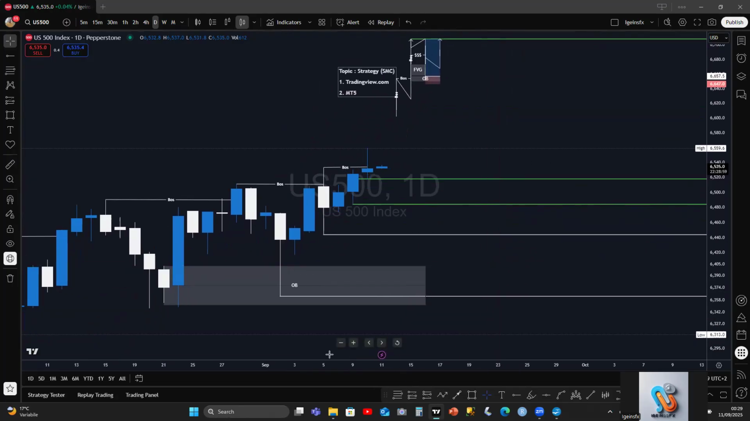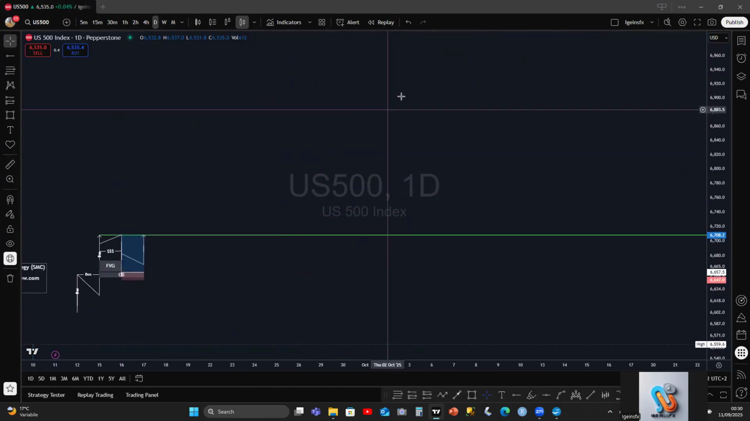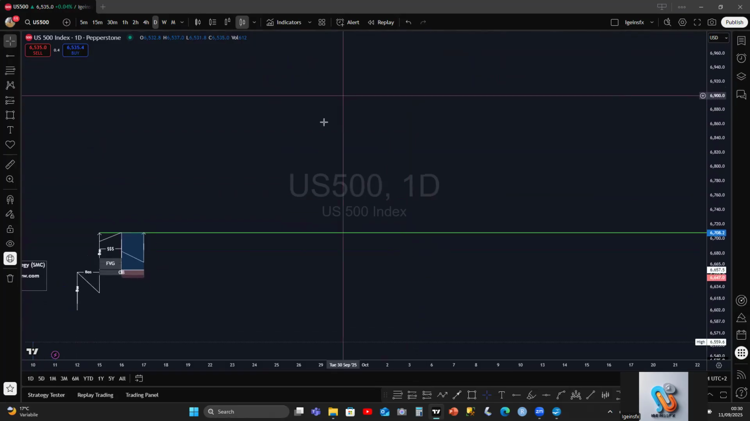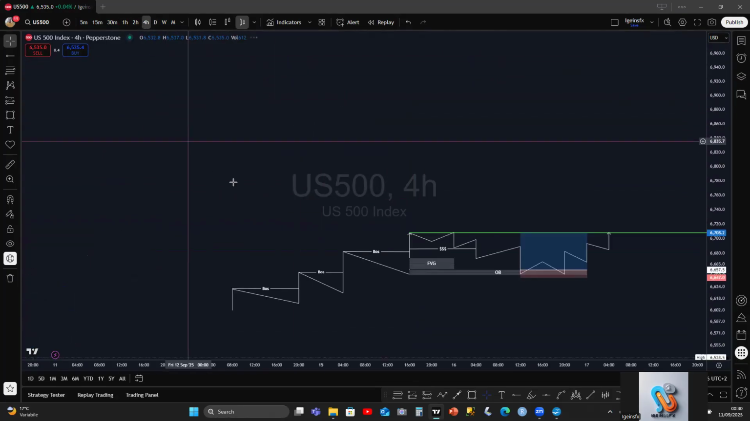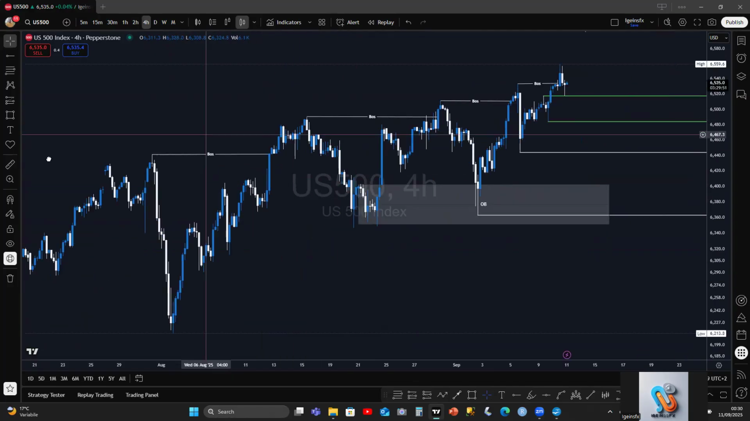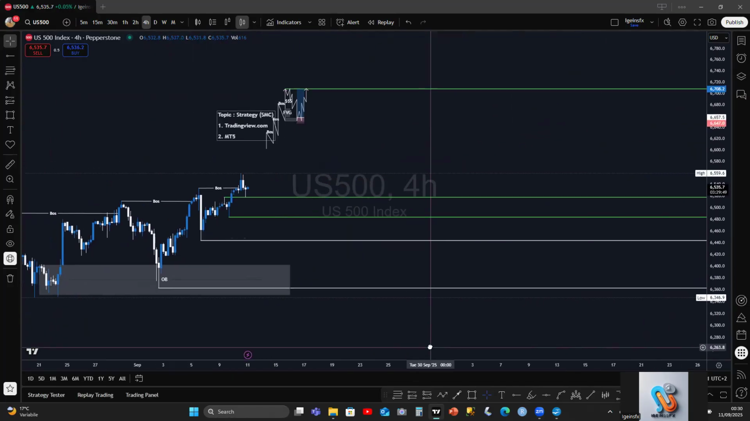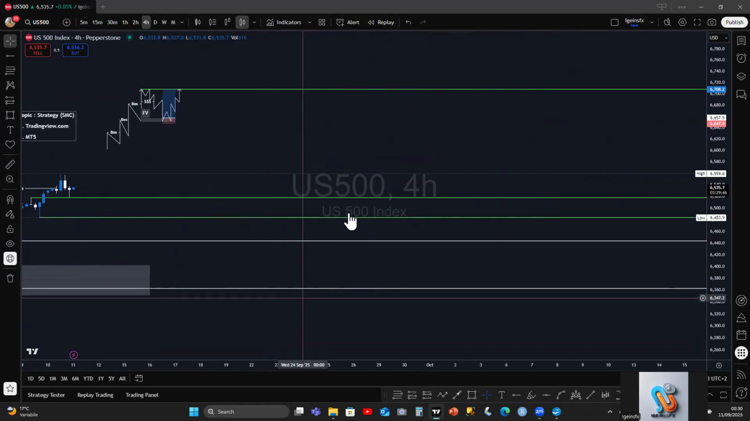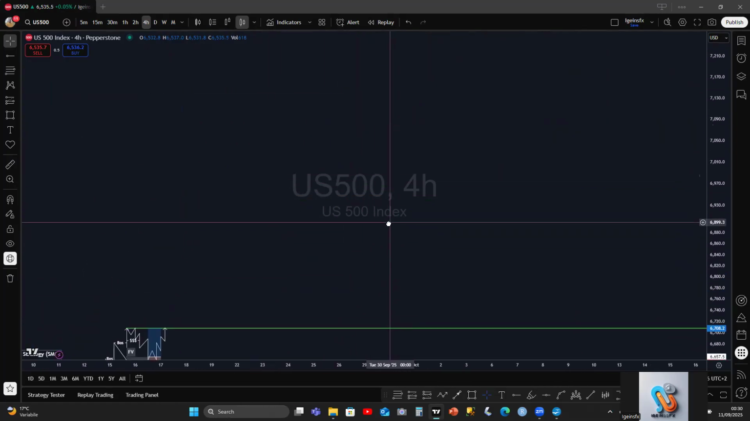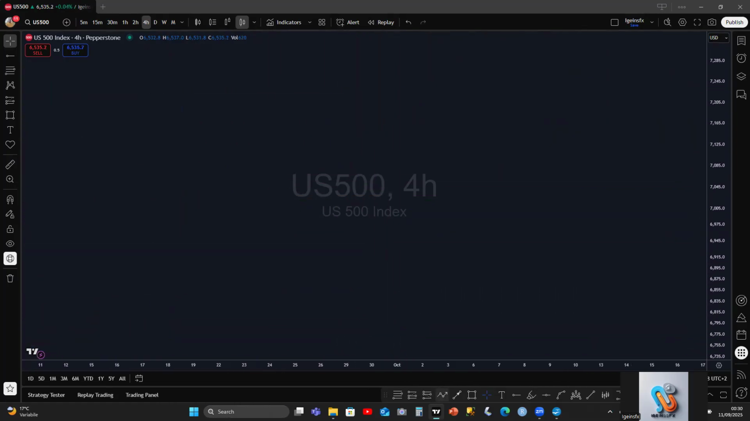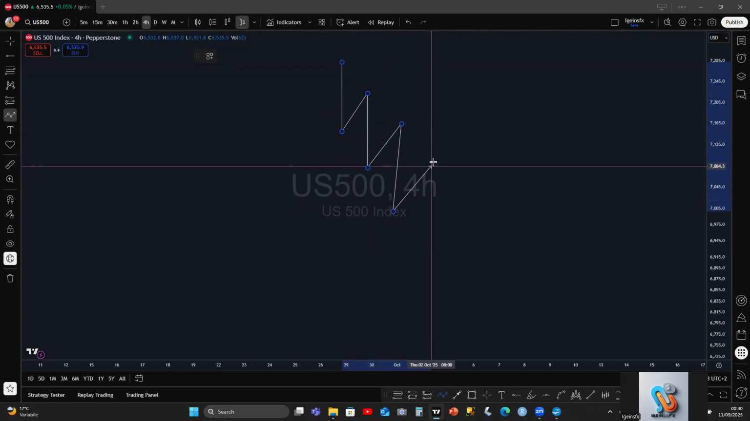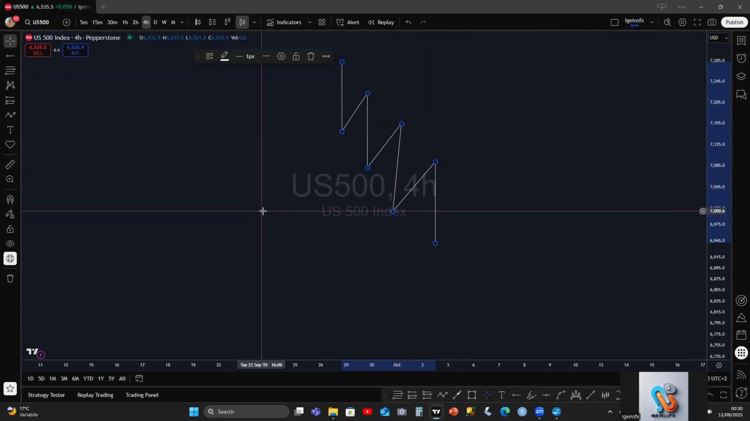And if you want to see the downside, the bearish move, what you need to do is like this: price pulling back, push, pull back, another push, pull back, another push, then pull back, another push. All right, so it's as simple as that.